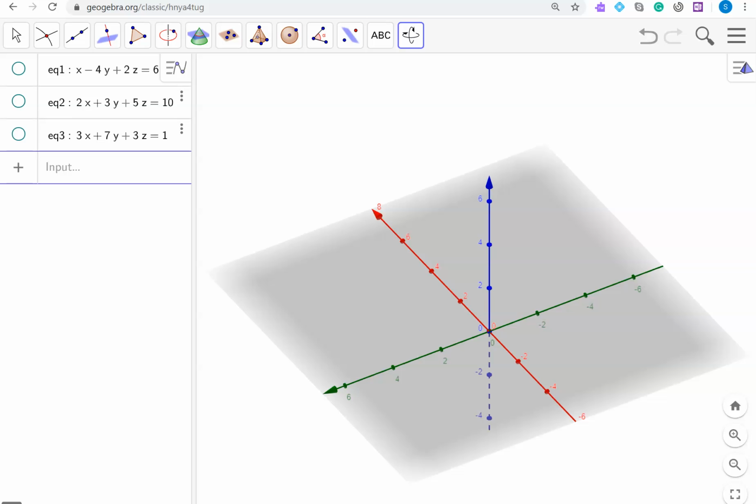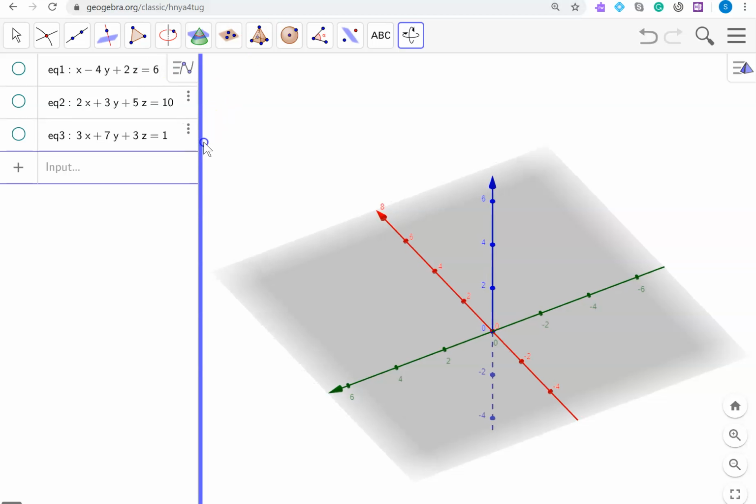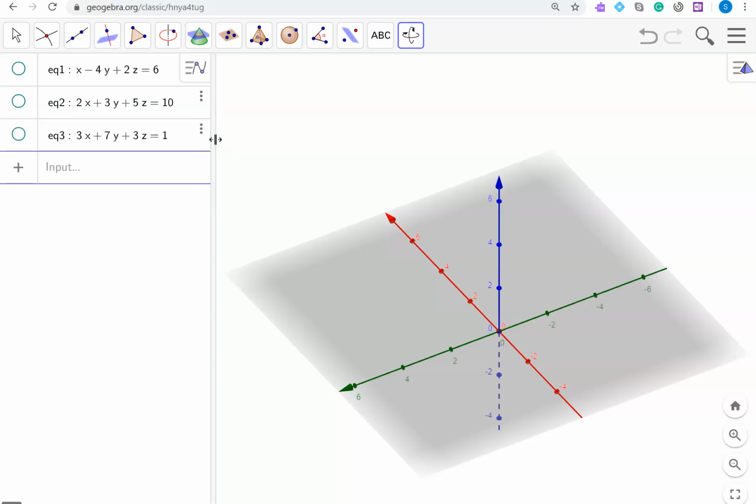What I'm going to look at in this video is what that solution means graphically, visually. So there are three equations over here on the left-hand side that I'd like you to go and key into your calculators now, please. x minus 4y plus 2z equals 6, 2x plus 3y plus 5z equals 10, 3x plus 7y plus 3z equals 1. Enter those three equations into your calculator and come up with a solution, please. I'll give you a little time in order to do that.